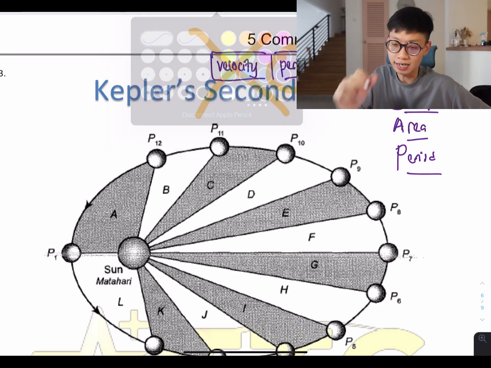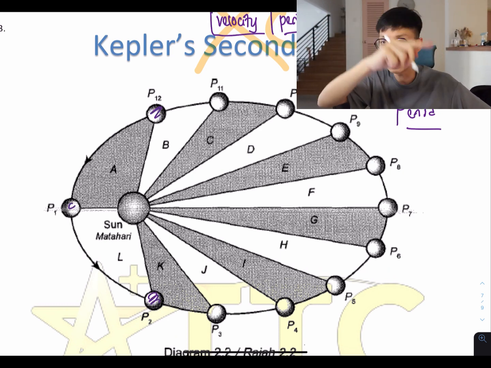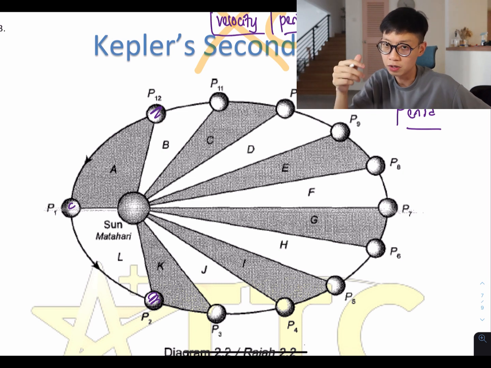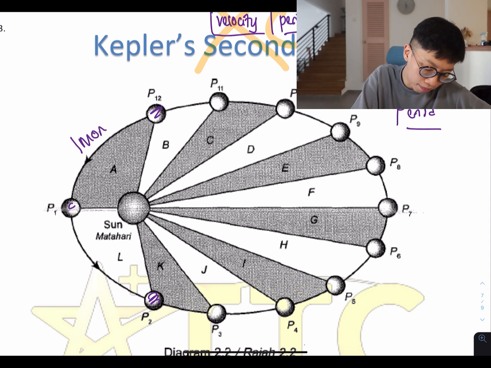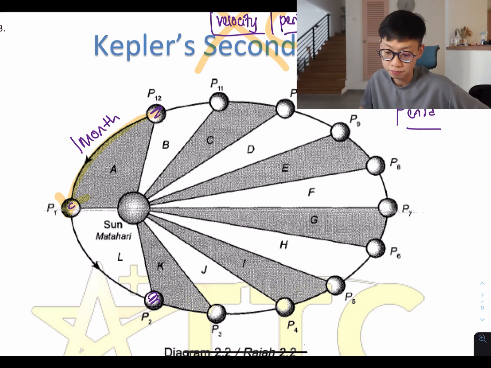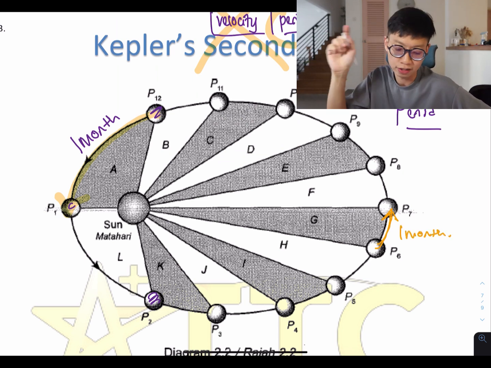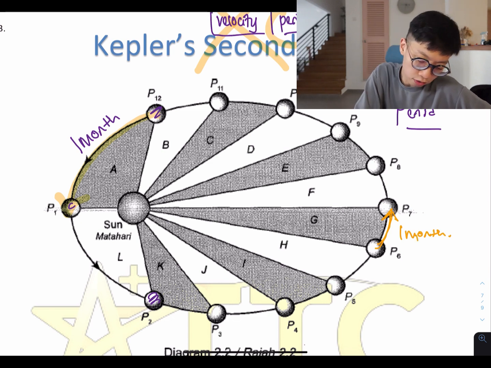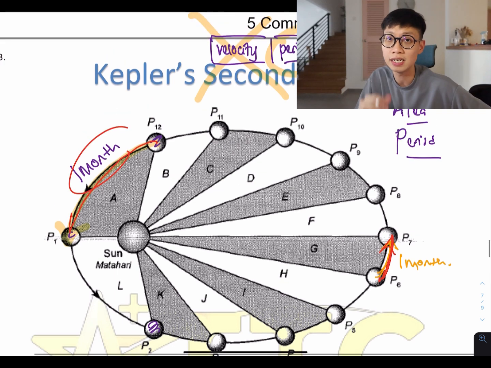Meaning to say, just an example. So this is Earth. Earth goes around the sun in 12 months, because January to December. Okay? So for example, A takes 1 month to go from this to this, from P12 to P1. But just so you know, the time taken from P8 to P7 is also 1 month. That's why if you calculate here, there are a total of 12 months. Now, you will see that their time frame is the same. The period taken is the same.